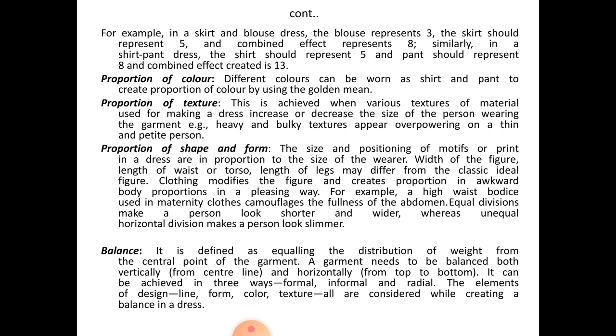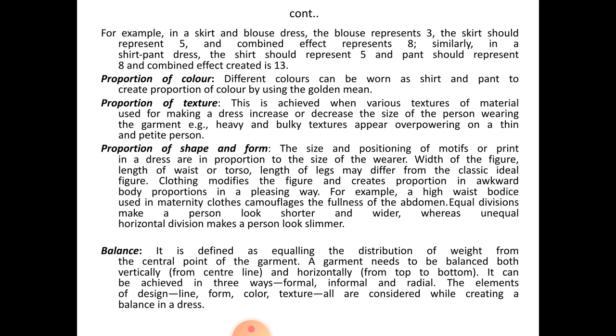Different colors can be worn as shirt and pant to create proportion of color by using the golden mean. Proportion of texture. This is achieved when various textures of material used for making a dress increase or decrease the size of a person wearing the garment. Example, heavy and bulky texture appears overpowering on a thin and petite person. Proportion of shape and positioning of motif or print in a dress are in proportion to the size of the wearer.